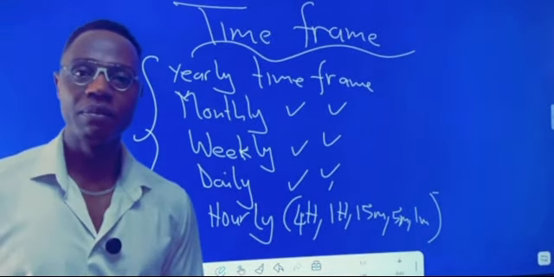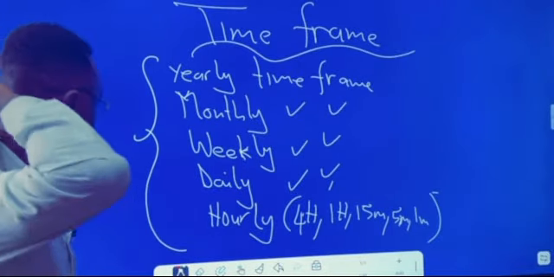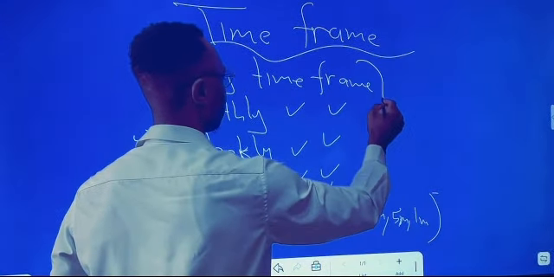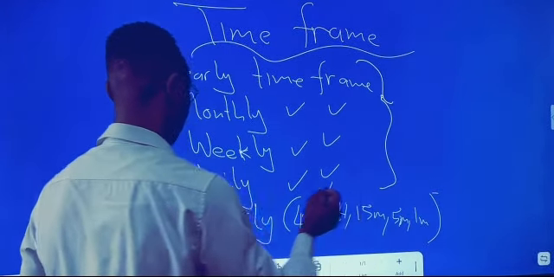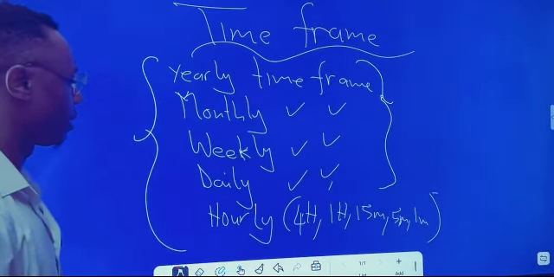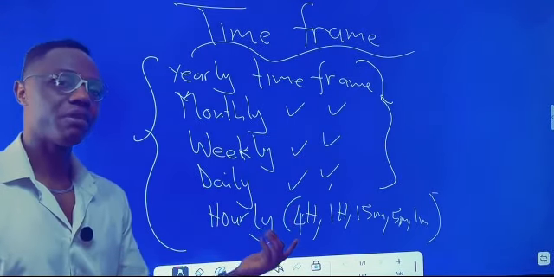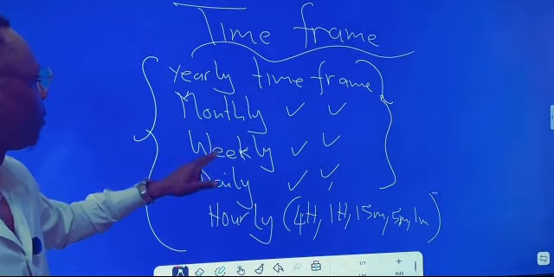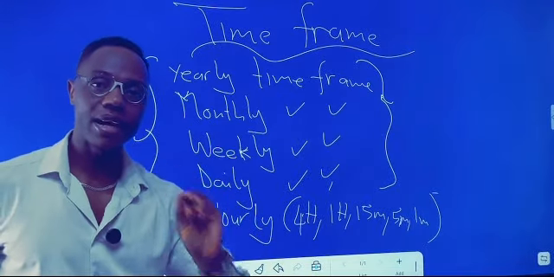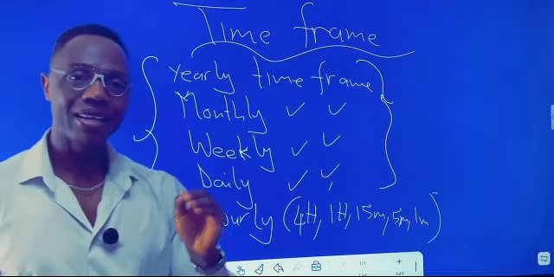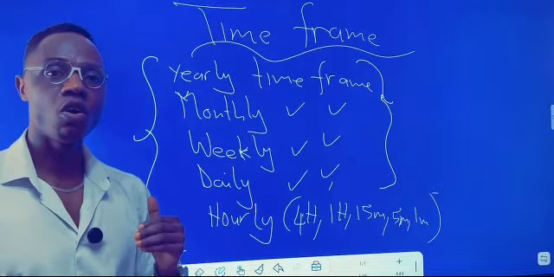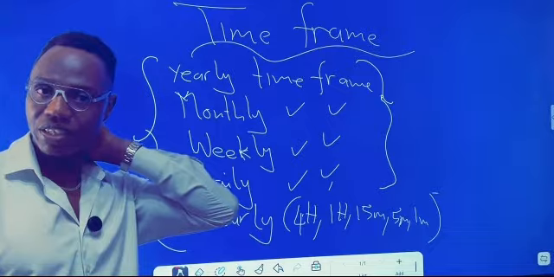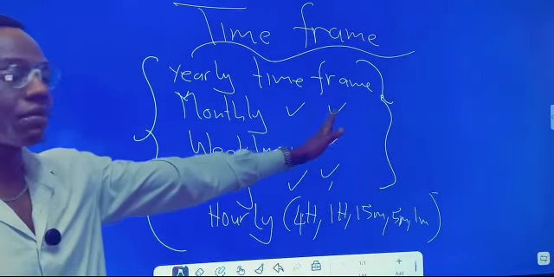Now, the higher time frame is considered to be what? Daily time frame. Sometimes the 4-hour time frame you can call a higher time frame, but let's use yearly, monthly, weekly, and daily. Those are the higher time frames. And what do you look for at the higher time frame? You look for the overall direction of the market.